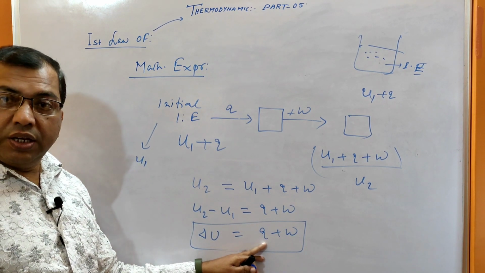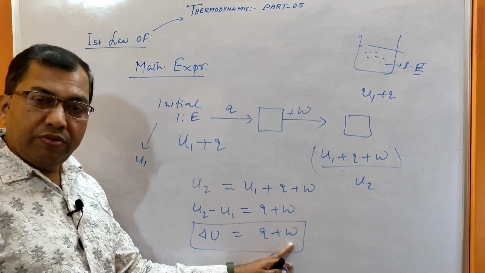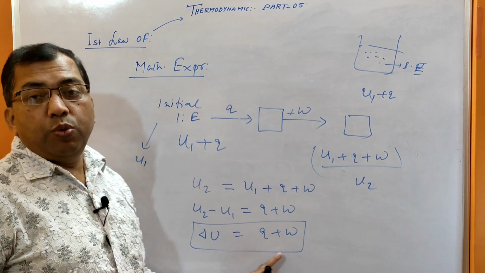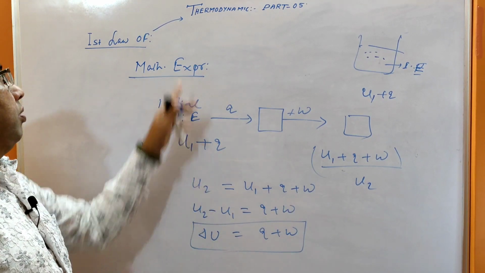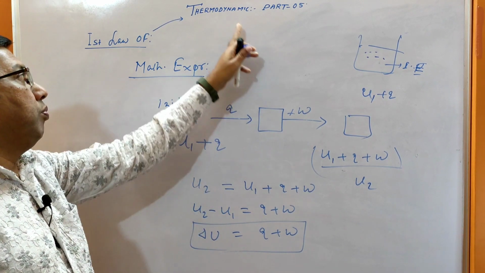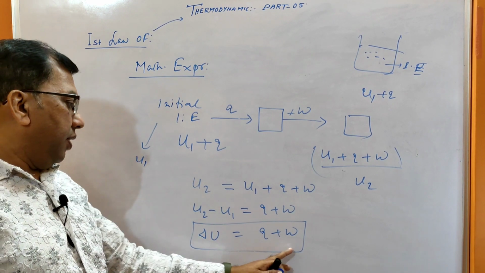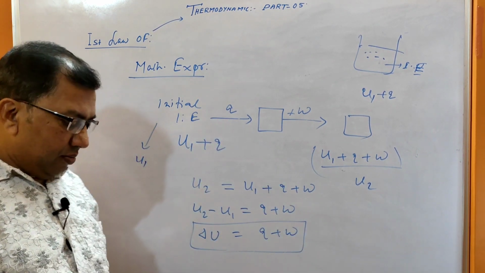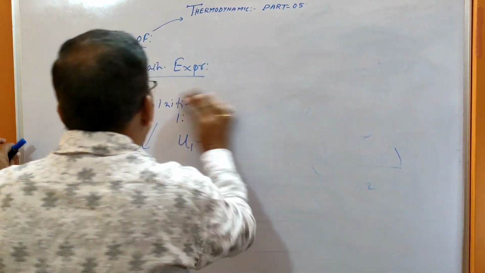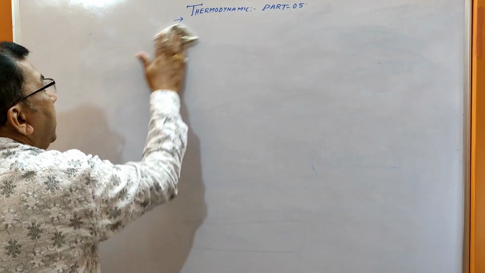So what is the heat? Heat absorbed by the system and work done on the system are positive. That's why the change of internal energy, delta U, equals Q plus W. This is the first law of thermodynamics and its mathematical expression. Here heat is absorbed and W is work done on the system. Clear? This is just the law of conservation of energy, but a very important thing.